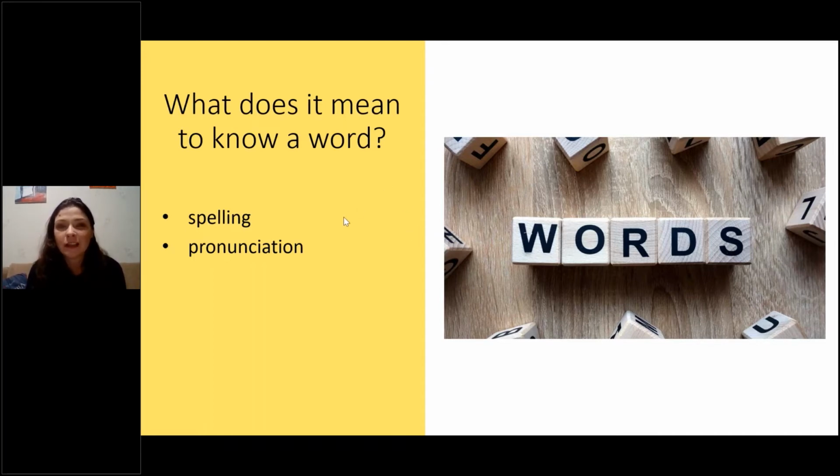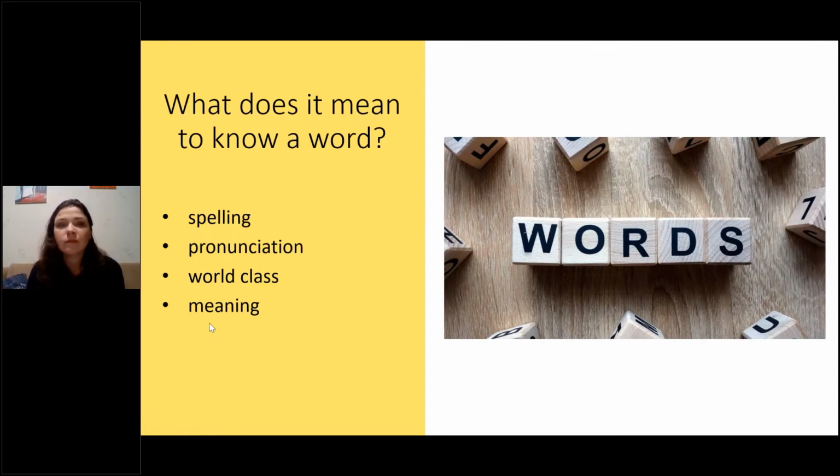So yes, you are right. When we know the word, we know its class. Is it a noun? Is it a verb? We need it in order to build the correct sentences, to use the words where they are supposed to be. Of course, we need to know its meaning.